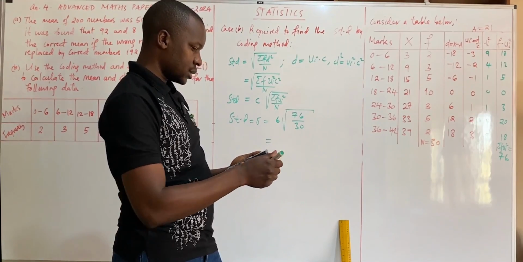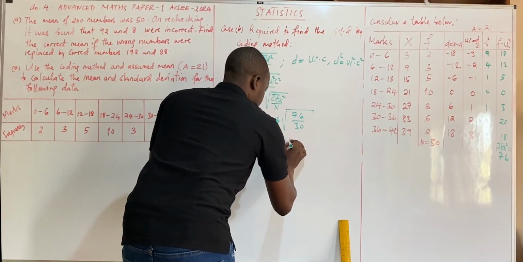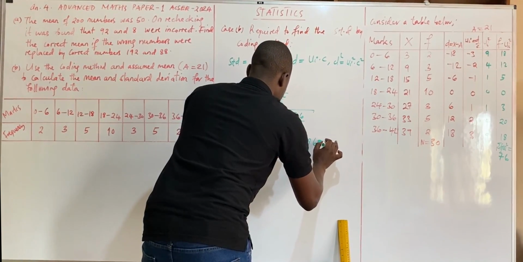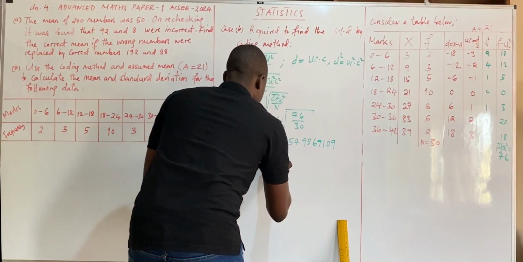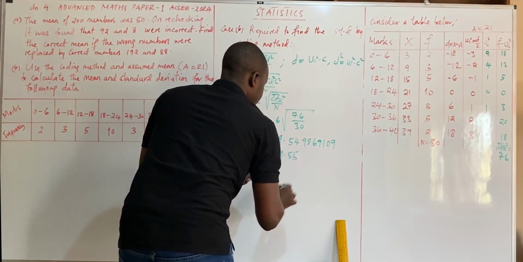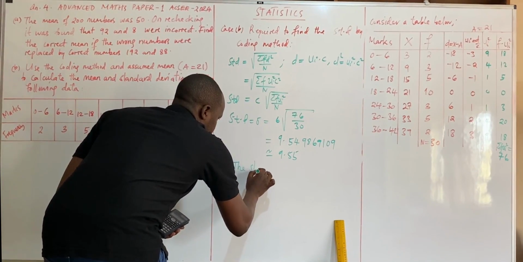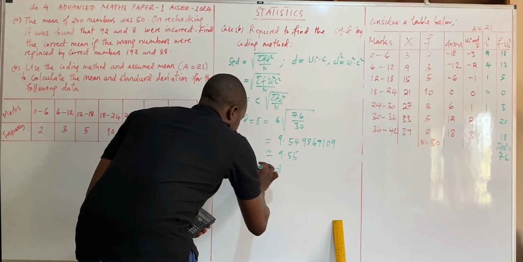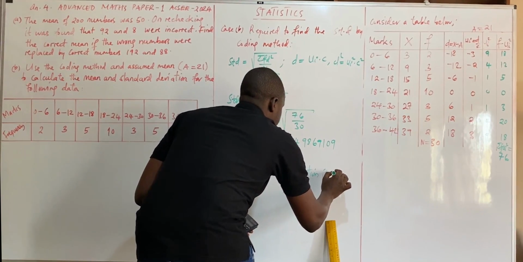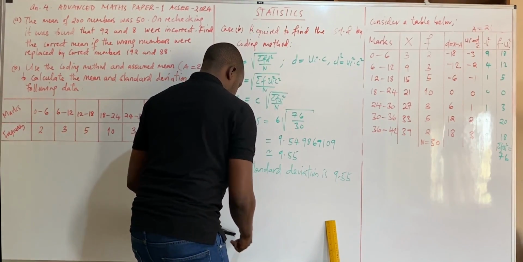So we end up getting 9.54, 9869109. Now this is approximately 9.55 when rounded. So we end up getting the standard deviation. We can say the standard deviation is approximately 9.55. So that will be our standard deviation by the coding method.